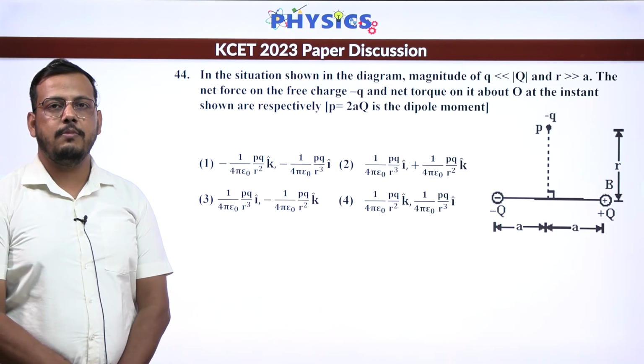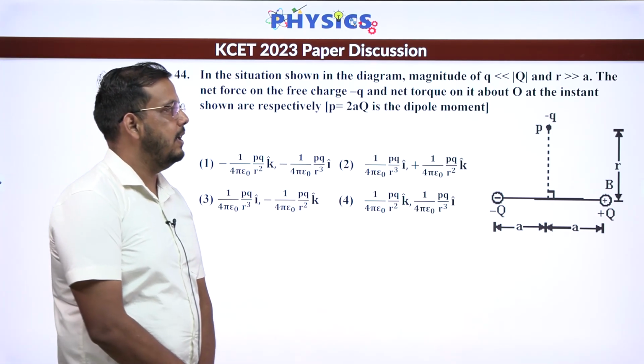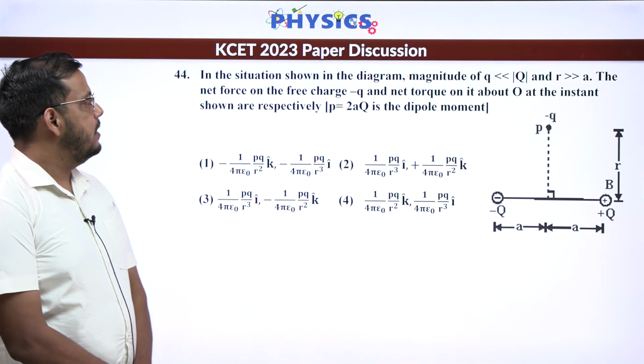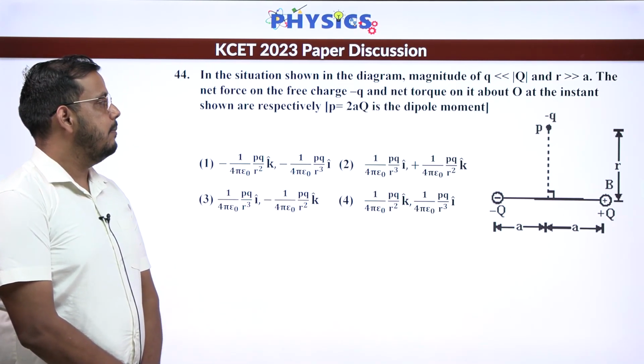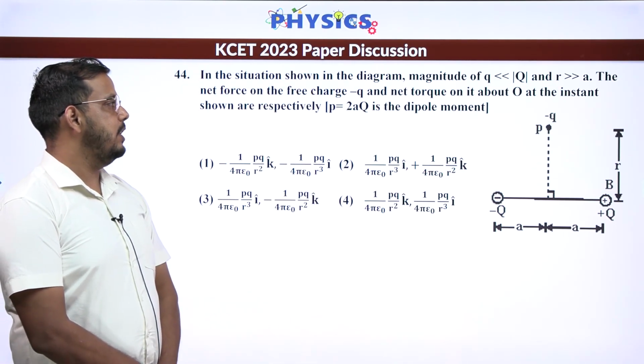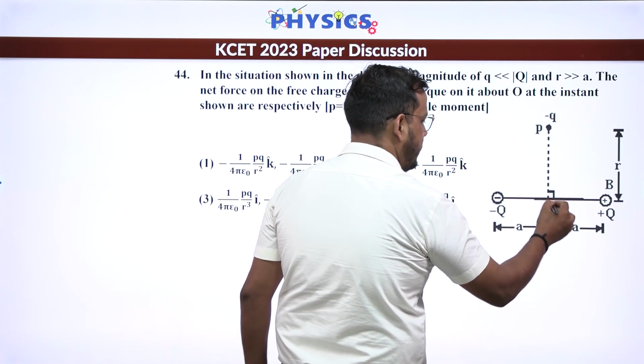Next question is question number 44. In the situation shown in the diagram, the magnitude of q is very, very less than capital Q mod and R is very, very greater than A. The net force on the free charge minus q is placed, and the net torque on it about O. This point is O.